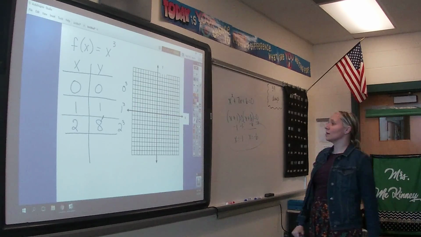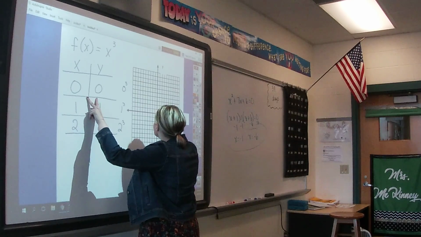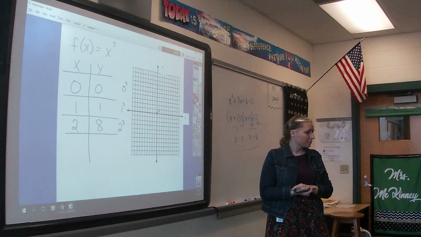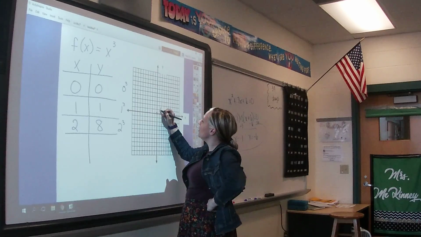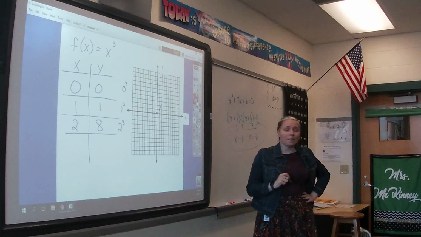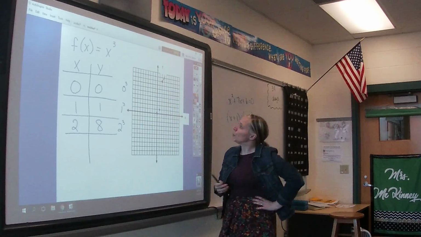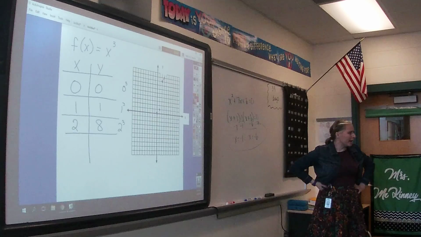So let's plot here. So we're going to plot the ordered pair 0, 0. I'm going to plot the ordered pair 1, 1. I'm going to plot the ordered pair 2, 8. What does this look like?